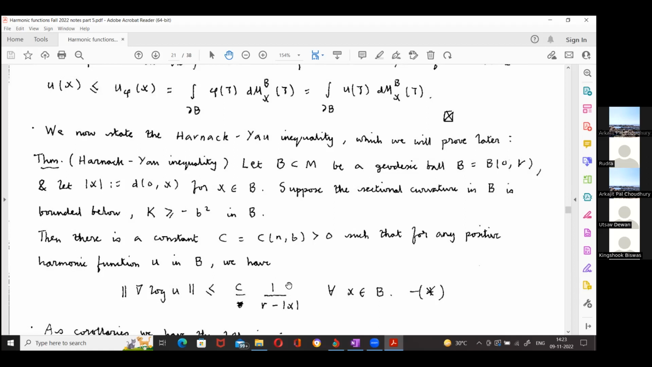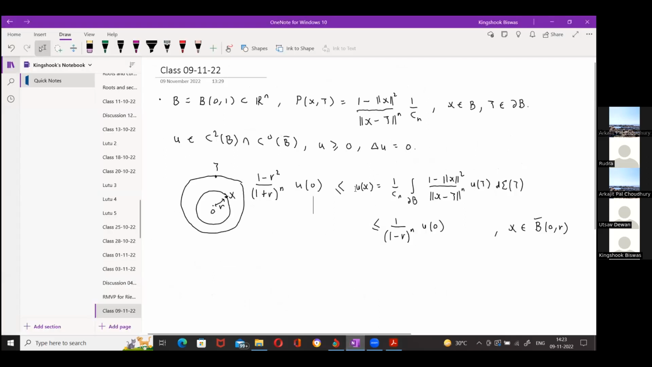Why is this sharper? Because a bound on the logarithmic gradient, the gradient of the log, is going to give you a bound on ratios of values of the function, by integrating. Here the Harnack inequality is giving you a bound on ratios of the function: u(x) divided by u(0) is bounded above and below by some constant. So the ratio of the function will come when you integrate the logarithm. So that's what we'll get here.